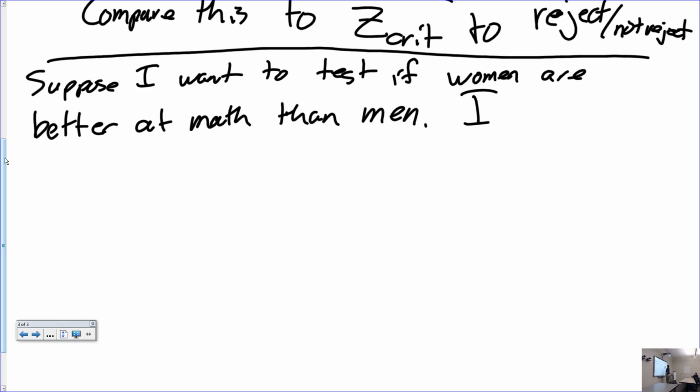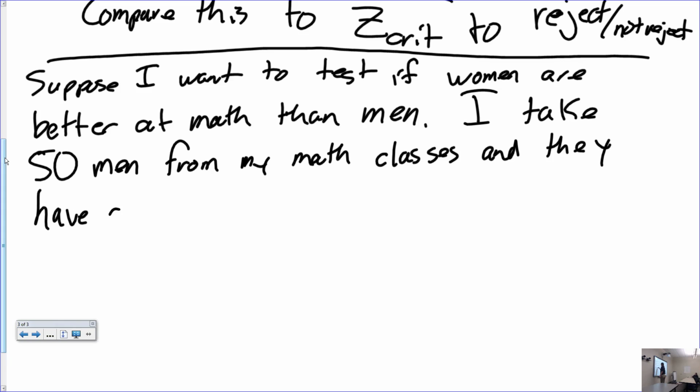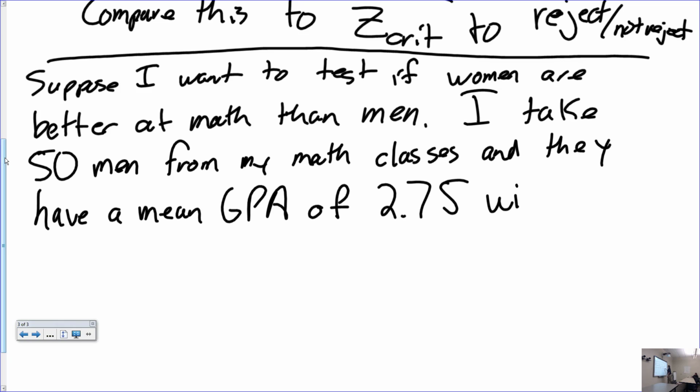So, I take 50 men from my math classes, and they have a mean GPA of 2.75 with a standard deviation of, whatever, let's say 0.8.